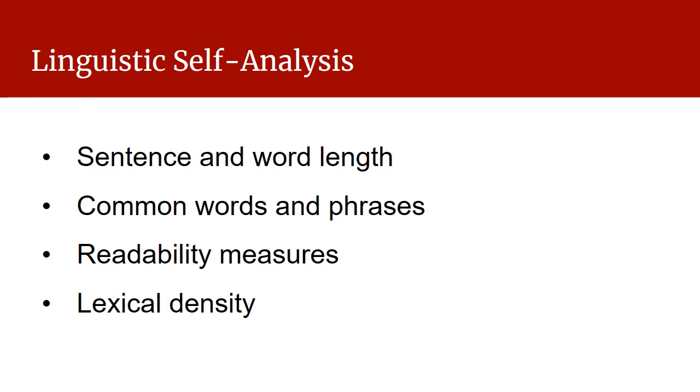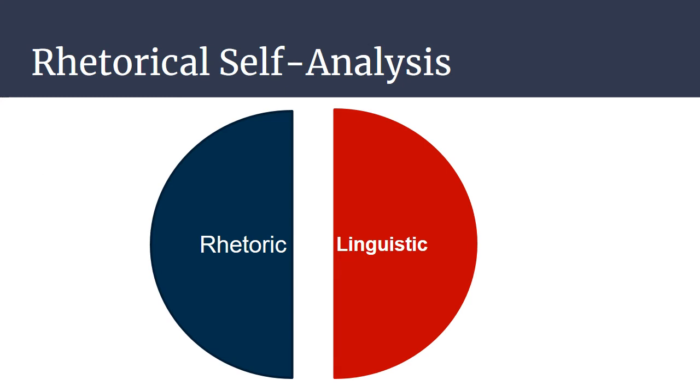So this has been how to do a linguistic self-analysis in addition to doing your rhetorical self-analysis. With the linguistic self-analysis, you might want to look at sentence and word length. What are the common words and phrases you use? How readable is your text? And how dense is your vocabulary use, or your lexical density? And when you go to write your rhetorical analysis, you want to do both things. Talk about your rhetoric, okay, and talk about your linguistic skills. So talk about the logos, ethos, pathos, okay, but also talk about things like sentence and word length and readability and vocabulary.